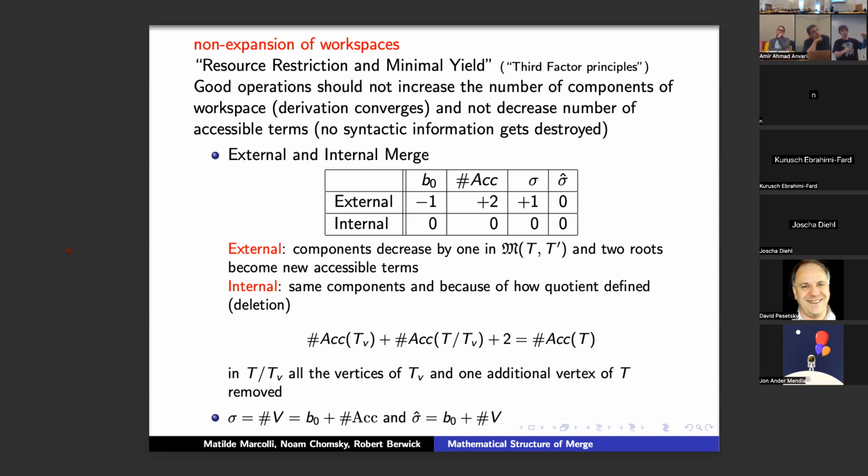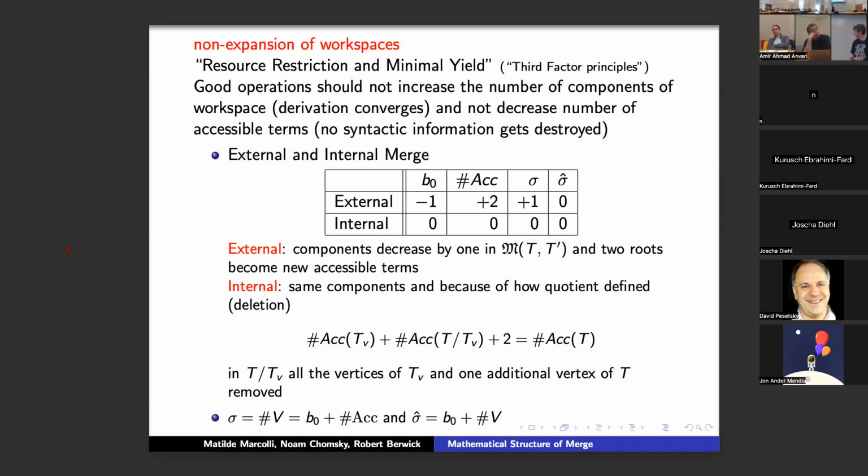Remember that the accessible terms of a syntactic object don't count the whole syntactic object itself as a component, but they count all the subtrees that hang from one of the other vertices. So the number of accessible terms is the number of vertices minus one, because they don't count the root. In principle, the accessible terms of the part I've extracted and of the part that's left would add up to the total number of accessible terms minus one.